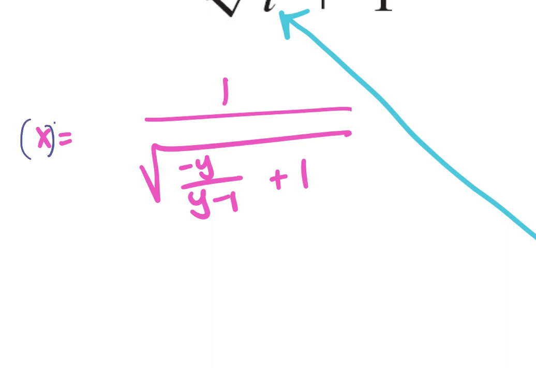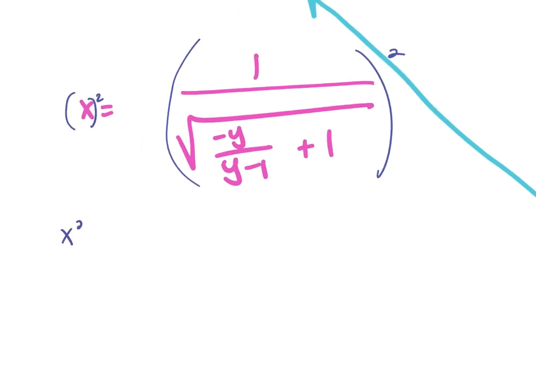But if I were to square both sides, I'd get x squared equals 1 over, now the square of the square root of negative y over y minus 1 plus 1 becomes just negative y over y minus 1 plus 1. So the 1 became squared, which you don't see because it's just 1 squared. The bottom, the square of that square root, gets rid of the square root, okay? You're just eliminating the square root.